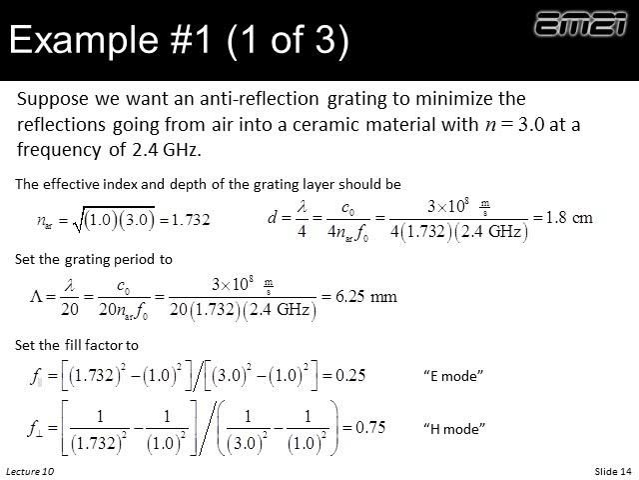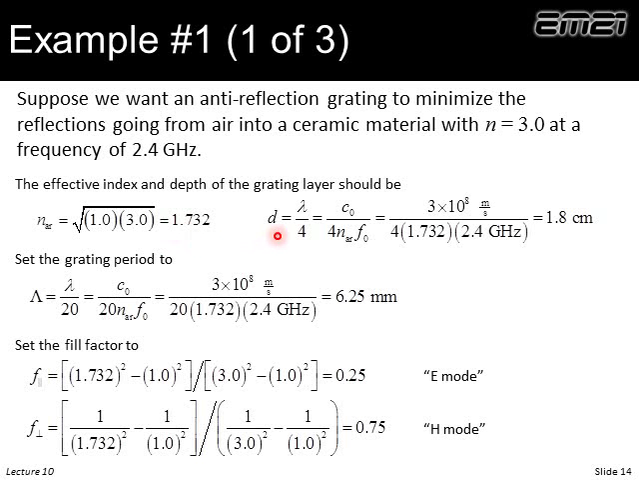So here's an example. Let's say we have a wave going from air into a ceramic material. So air has a refractive index of 1. The ceramic material we're saying here has a refractive index of 3 at a frequency of 2.4 gigahertz. Design a grating that will minimize reflections at that frequency. So the first thing we need to do is calculate the refractive index that our grating has to match. So the square root of the product of the two refractive indices that we want to match, and we get 1.732. So our grating has to have an effective refractive index of 1.732.